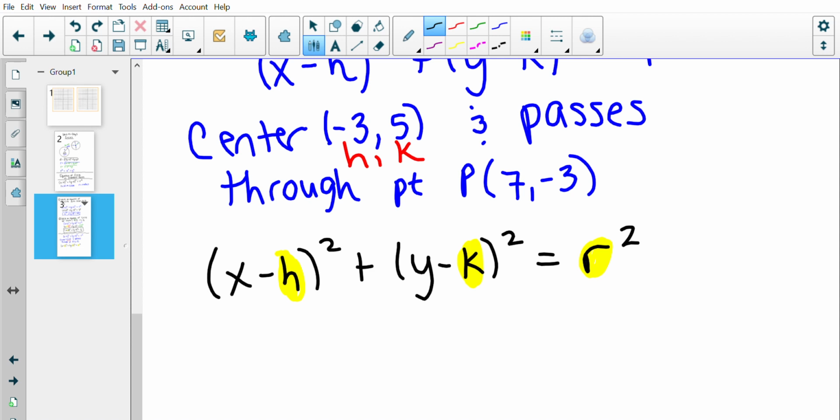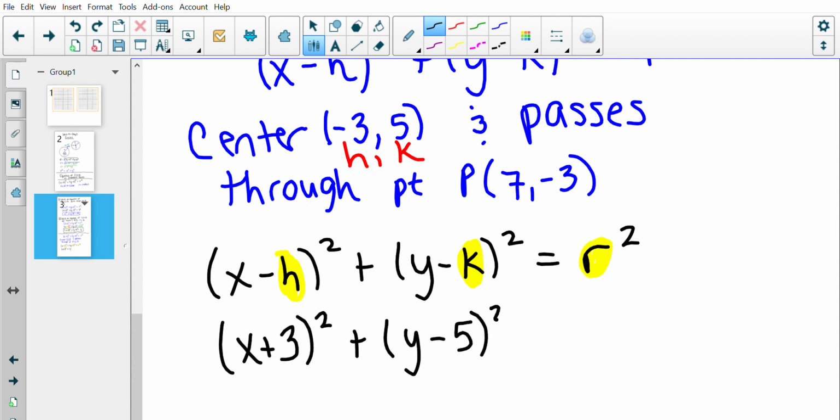So how can we substitute this in? So we'll have the difference of, well, actually the double negative will make it a positive. So the sum of x and 3 squared, the difference of y and 5 squared, but now we still have the r squared. Now we can find r. We can do it one of two ways.